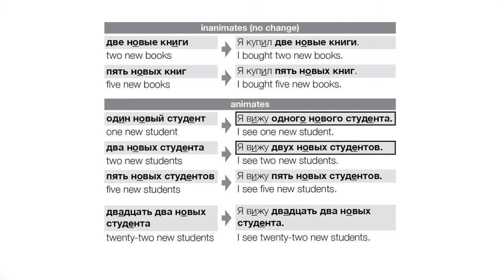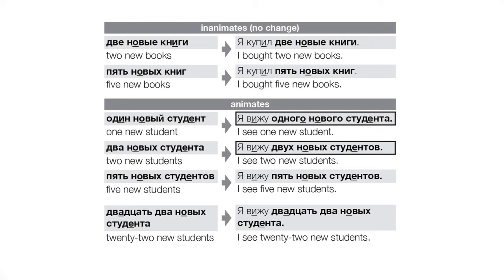Okay, what about animates? Now we have to break things down a little bit. Let's start with one. Remember, with numbers, we're always worried about these three categories: one, then two, three, four, then five and above, and then compound numbers are usually determined by the final component. So let's start with one. For animates, for example, one new student. Я вижу одного нового студента. So that's masculine animate. It's looking like the genitive, as we would expect. Now, by the way, if this were a female student, we'd be back to the ую, ую. Я вижу одну новую студентку.